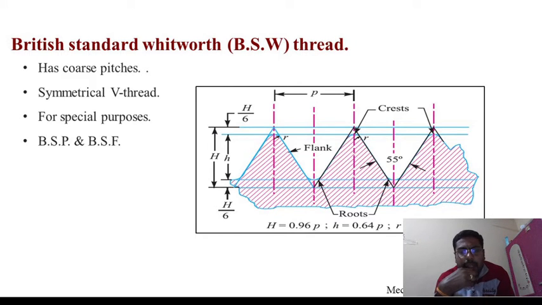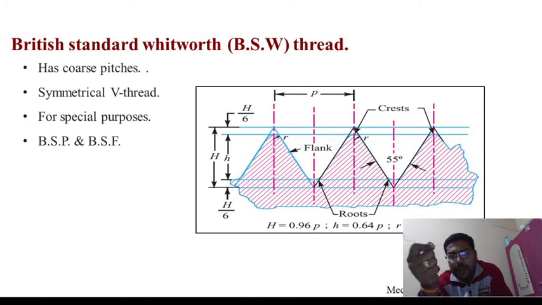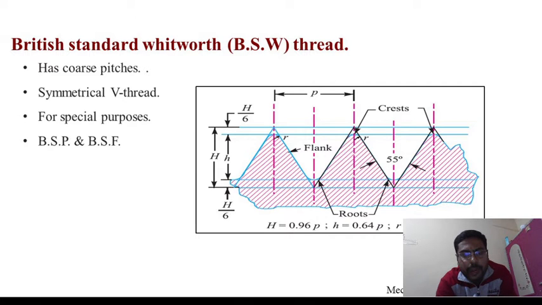Please observe here, capital H is the height of the threaded portion from bottom to top. What is the distance? This is called H. Similarly, small h is the distance from the top end of the thread to the rounded portion, and this is called small h. Then the distance of capital H to small h is equal to H by 6.